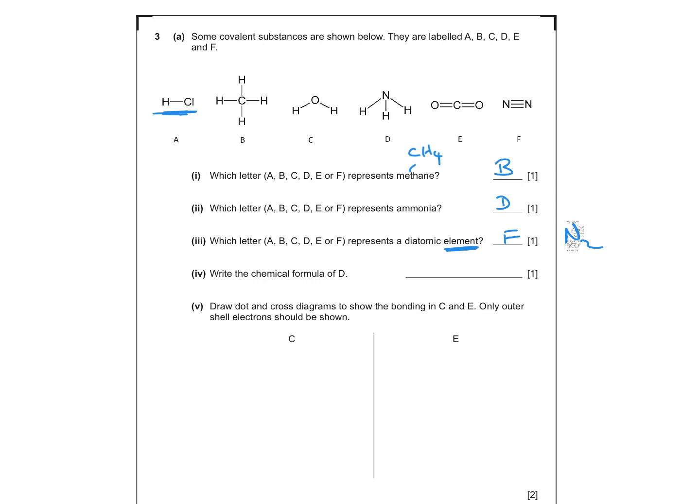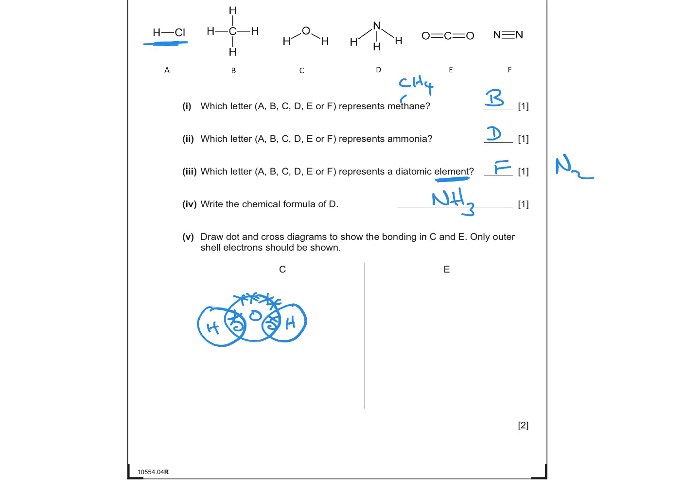And then for part 4, the chemical formula for D, well, NH3. Now we have to draw a dot and cross diagram for the bonding in C and E. And these are covalent compounds, so we just draw the outer shell electrons. So there's water, and then this is carbon dioxide, which contains a double covalent bond. There you are. So it contains 2 double covalent bonds. And remember, a covalent bond is the sharing of a pair of electrons.